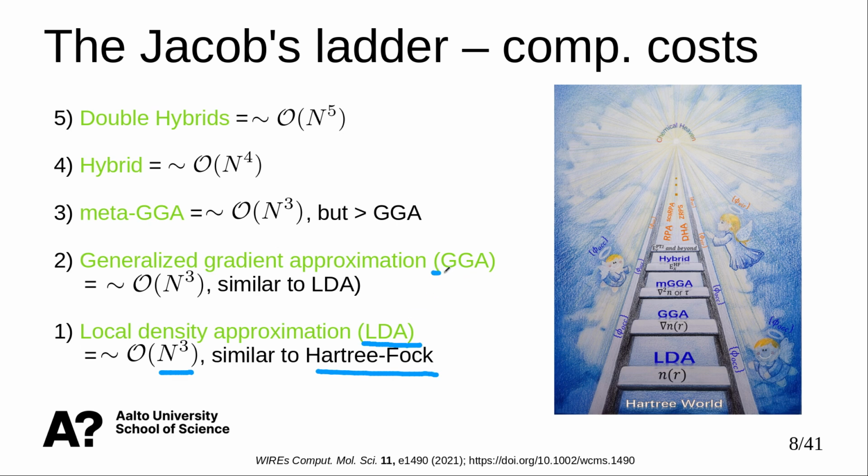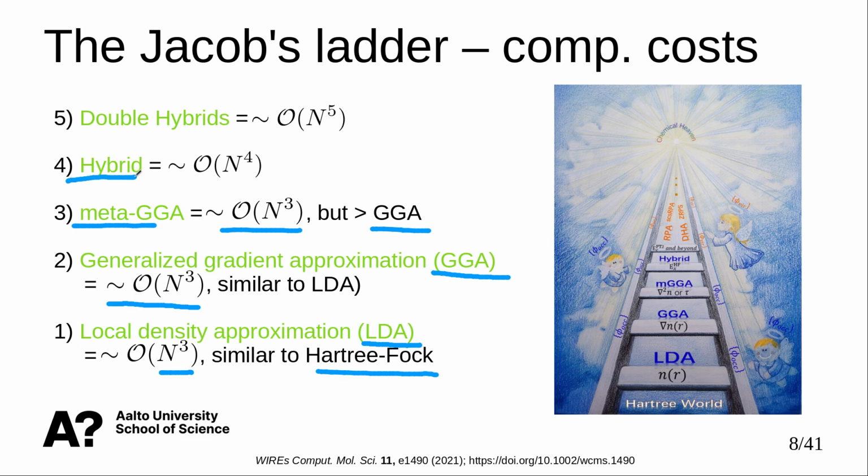GGA is not really that far from LDA, right? It was more like LDA was, because we started from a homogeneous electron gas, and the first step to implement that was the LDA, and then the next improvement was to take the derivative of the gradient into it. So for that reason it's more or less similar to LDA. It scales also with the third order. Meta GGA, again third order, but a bit higher than GGA.